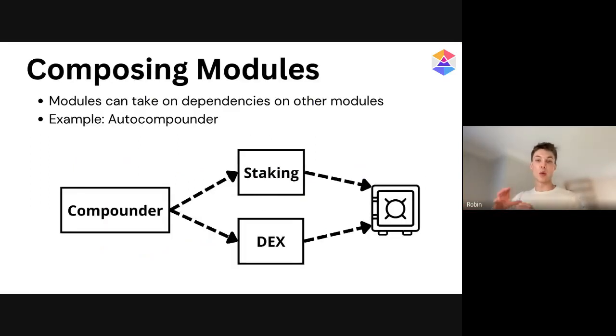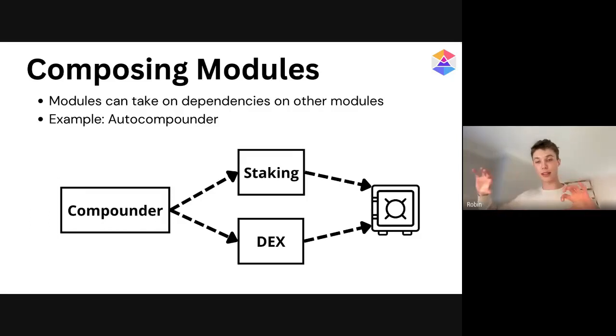And then once you start thinking about these smart contracts as modules, you can start composing them to create more novel applications, like, for example, an auto-compounder, right? So how does an auto-compounder work? You deposit into the auto-compounder, and it uses those assets to provide liquidity to a pool, and then stake those LP tokens with the incentive staking contract.